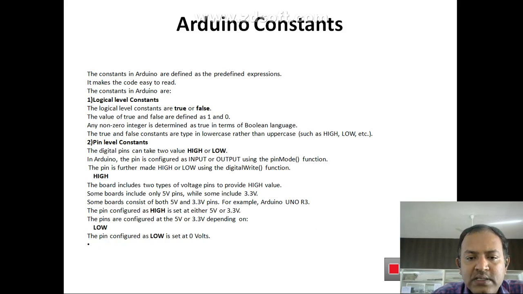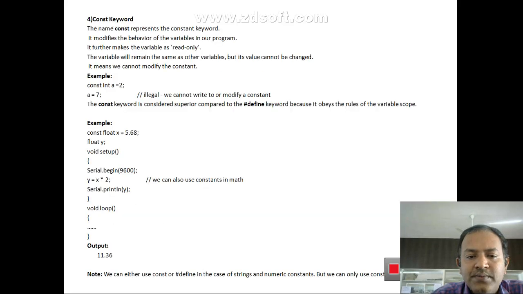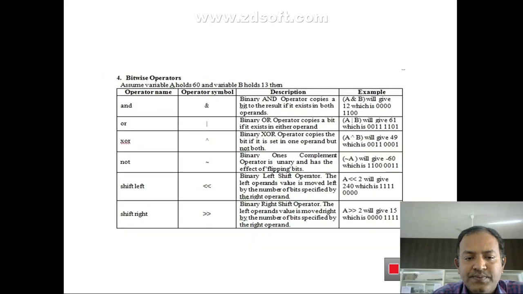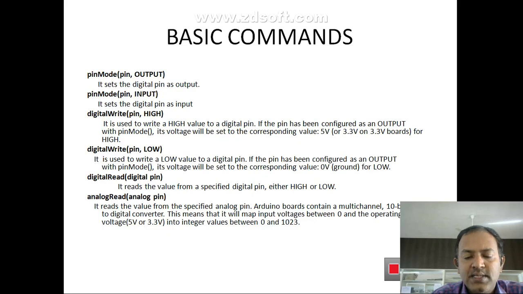This is the Arduino constants, the logical level and pin level constants, such as high and low, and then the constant keywords. These are the operators: arithmetic operators, boolean operators, comparison operators, bitwise operators and compound operators. These operators are the same as what we saw in the C language, the same concept. These are the main basic commands we use with the Arduino board.